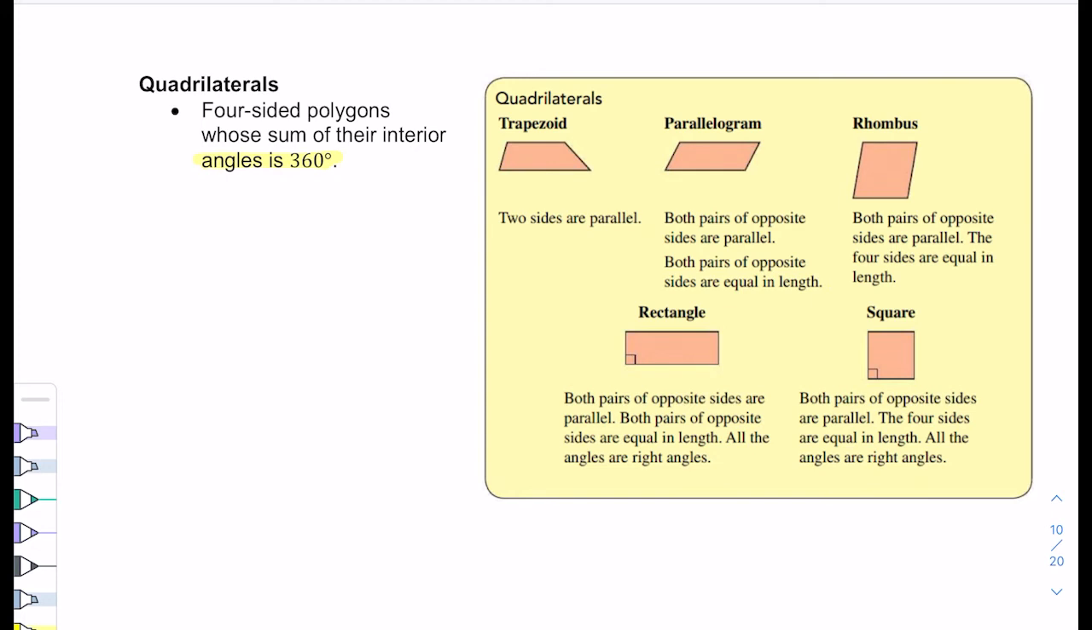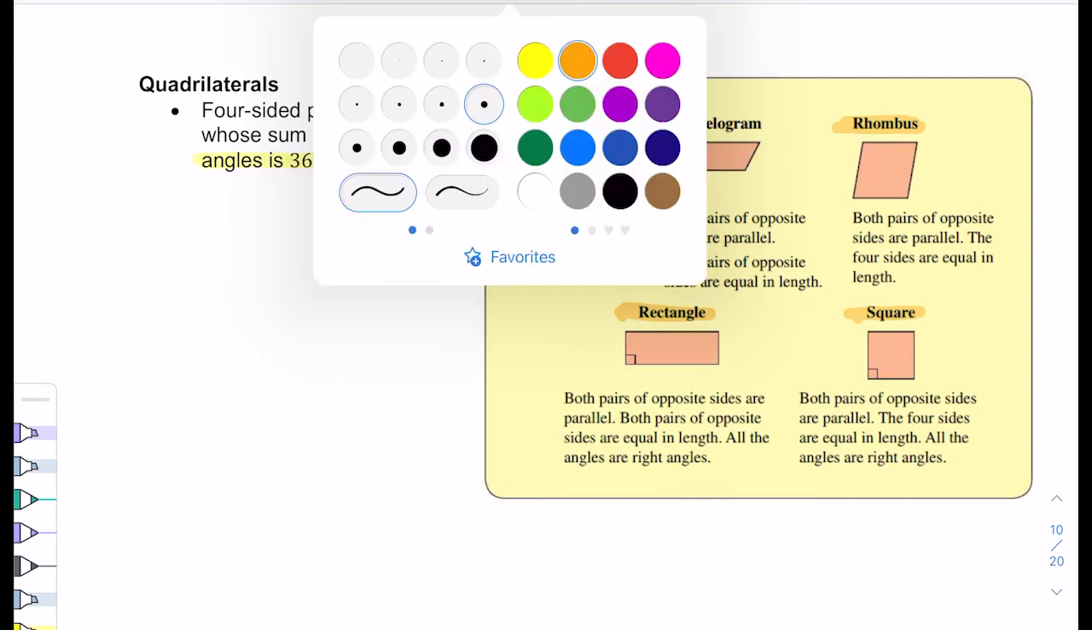So in a parallelogram, both pairs of opposite sides have to be parallel. And there are three parallelograms. The rhombus is a parallelogram because it's got two pairs of opposite sides parallel. The rectangle is a parallelogram, and a square. So there are your three parallelograms. A trapezoid is not a parallelogram. It only has one pair of sides parallel.